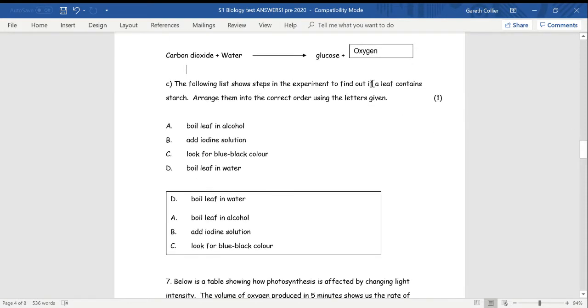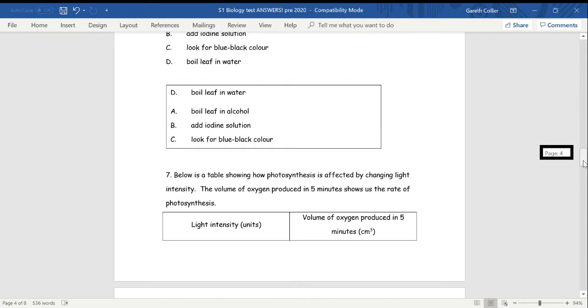For C, arrange these in the correct order. So when you're starch testing, you boil the leaf to break down some of the waxy elements in cell walls. You boil it in alcohol. You have to make sure you switch off the Bunsen burner before you get the alcohol out, because it's very flammable and burns with a clear flame. You would then add iodine solution. This reacts with the starch, and if it goes a blue-blacky color, it means that there was starch. Plants tend to make starch from glucose, so if photosynthesis happened, you should see some starch.